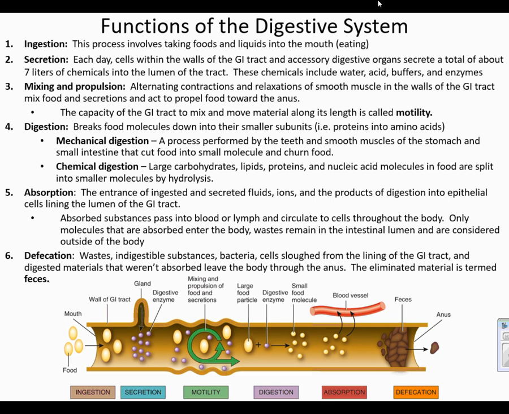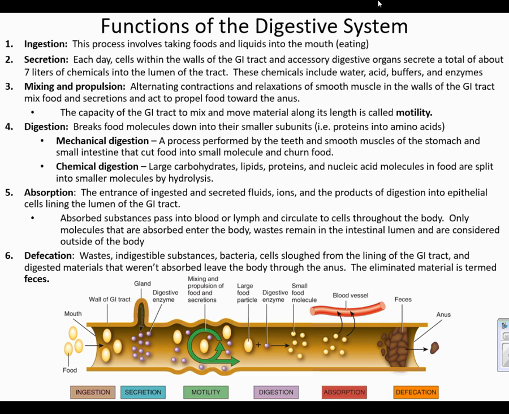Secretion is where cells within the walls of our GI tract, or our accessory digestive organs, secrete chemicals and fluids that are dumped into the lumen of the tract. Each day, about 7 liters of chemicals are dumped into our tract. I always use the 2-liter pop bottle as an example; I'm talking about 3.5 of those. So that's a lot of fluid. In those fluids, you'll have water, acid, buffers, and enzymes doing different things. And it begins in our mouth with the secretion of saliva.